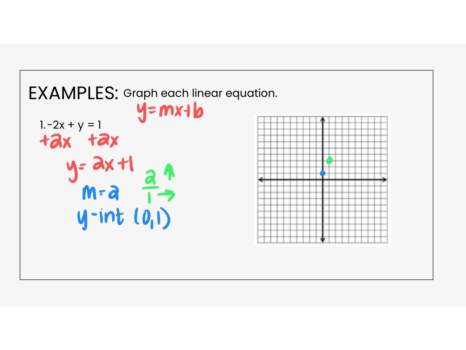And then if you were doing this on your paper, you're going to use a straight edge to connect those dots. I don't have that capability right now, so I'm going to do the best I can. There's my line. Okay, so it's as simple as those 5 steps.